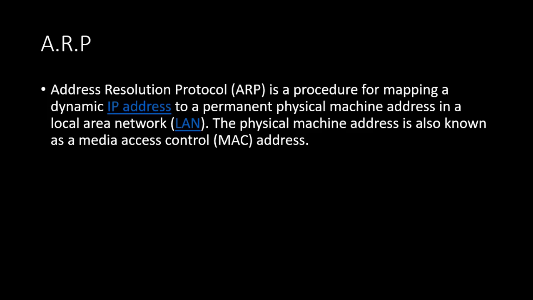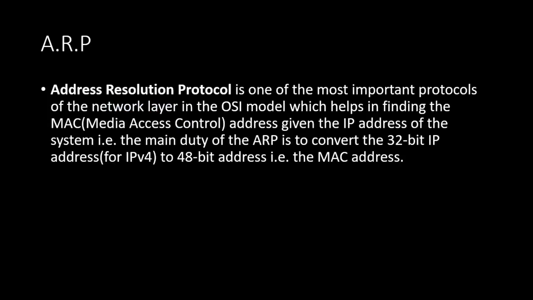Now, what else can we learn? Well, the Address Resolution Protocol is one of the most important protocols of the network layer in the OSI model and the TCP/IP model, which helps in finding the MAC address given the IP address of the system. Now let me pause here. So it already has the IP address. We'll dig deeper with an example in following slides. But it already has an IP address, but it's looking for a MAC address. There's the resolving. Now we need to resolve something, right? So that is the main duty of the ARP. It is to convert the 32-bit IP address to 48-bit MAC address.